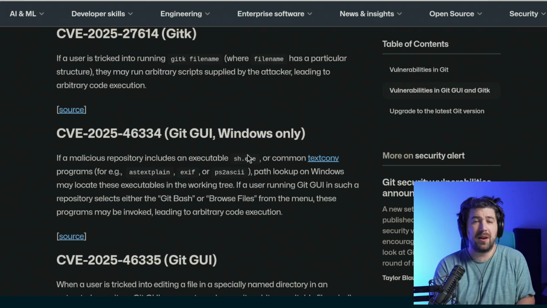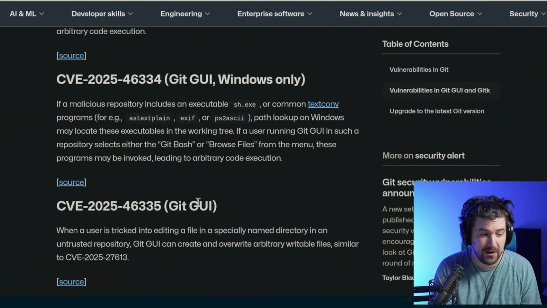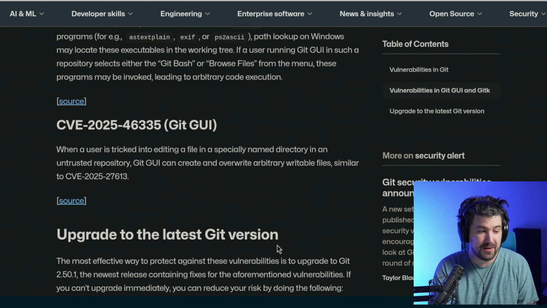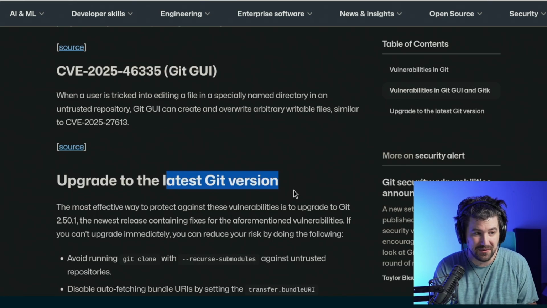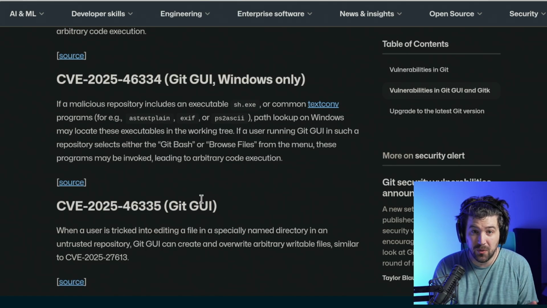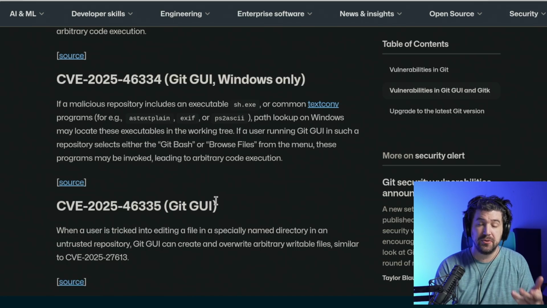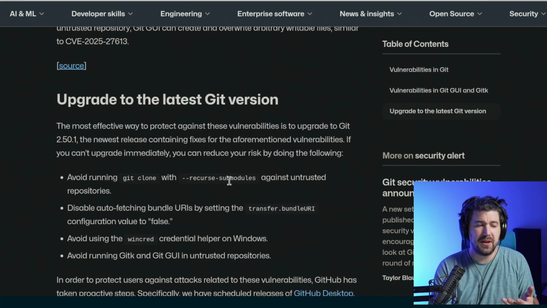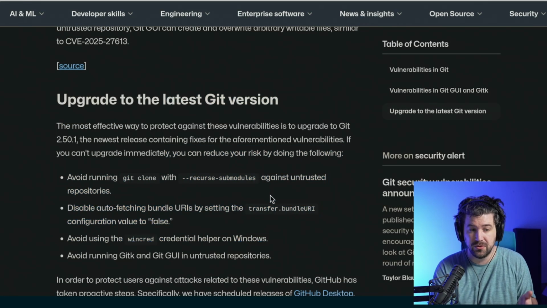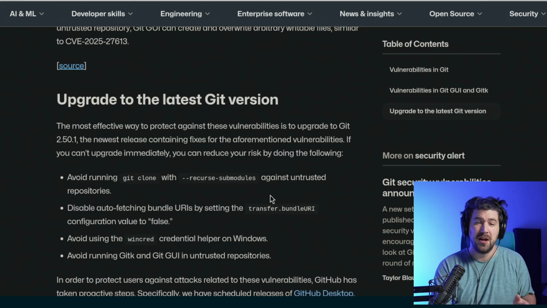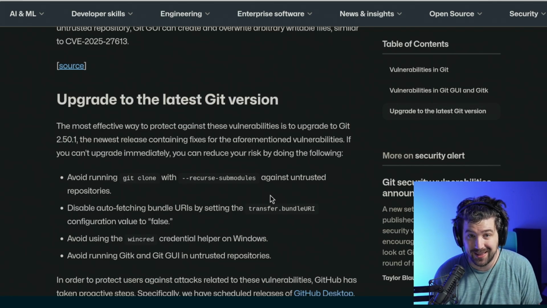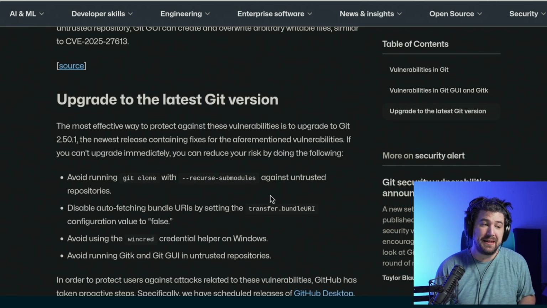But really, what I wanted to say here at this point, with these GUI ones, update to the latest version of Git. Even the GUI ones were relying on the underlying Git to be vulnerable. It's how they used Git. And so if you actually just update to the latest ones, you're good. But what if you can't update to the latest ones right now? Can you be a little bit safer? And the answer is yes.